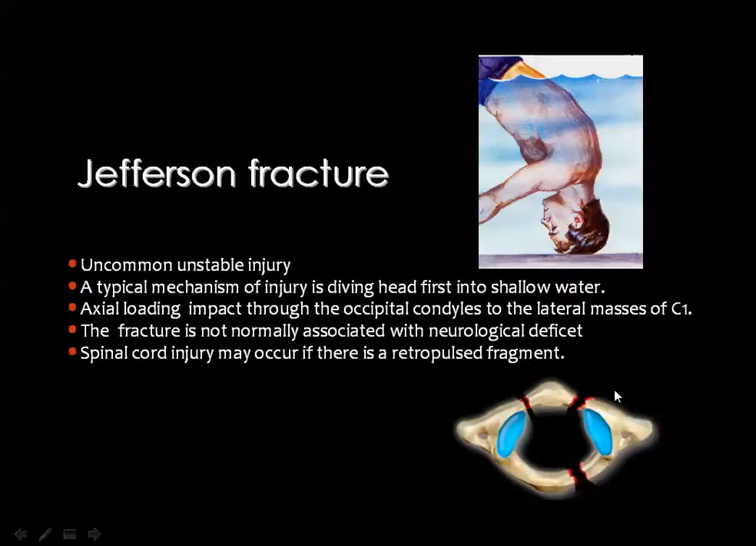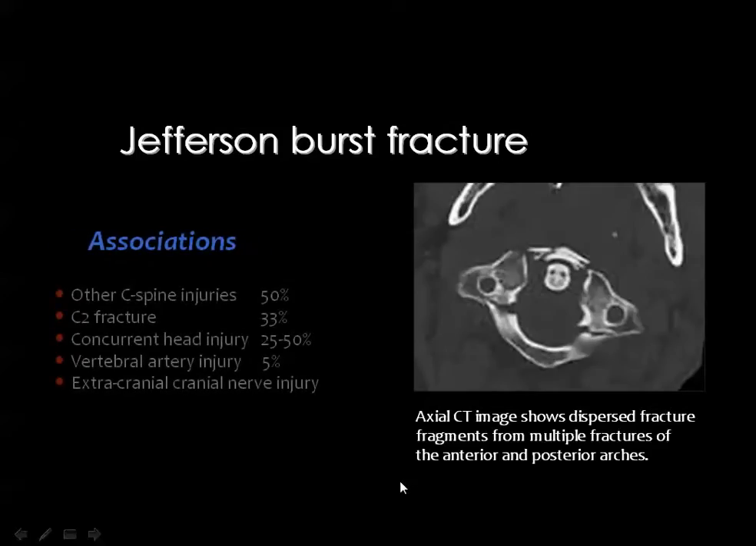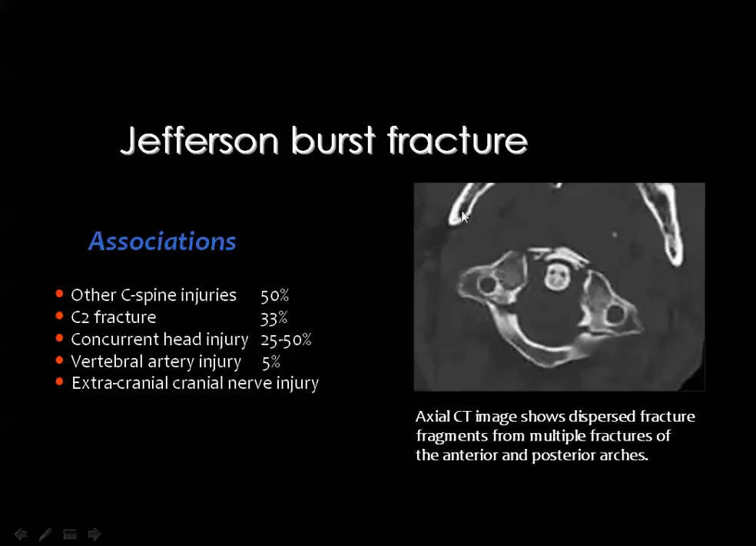And then you can see here that there are multiple fractures affecting the arches of C1. And this is an example. You cannot appreciate the fracture in the plain films, but you can see it very well by MRI. This is a fracture in the anterior arch, and this is a fracture in the posterior arch. This is a Jefferson fracture affecting C1 vertebral body with 2 fractures anteriorly and 2 fractures posteriorly.